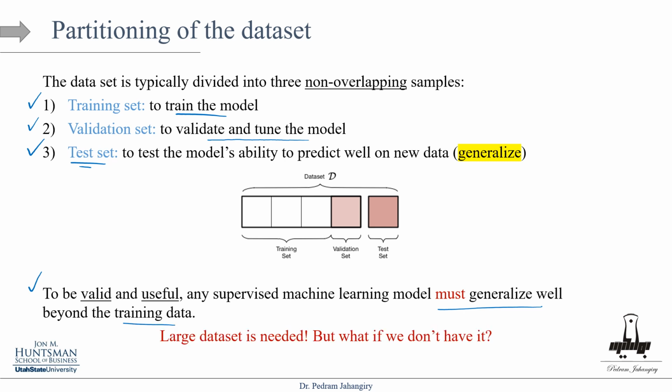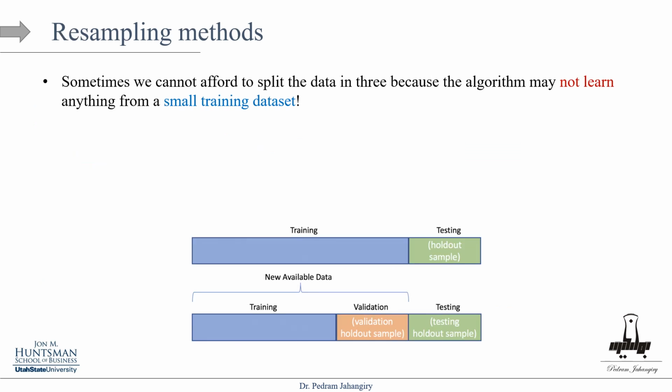And now the point is, what if we don't have a large data set? What if we don't have millions of records, so that we can have enough information in the train set, enough information in the validation set, and enough data in the test set? What if that's not the case? In so many machine learning examples and industry problems, that's the case. We don't have unlimited data. So what do we do? All right, so what is this resampling method?